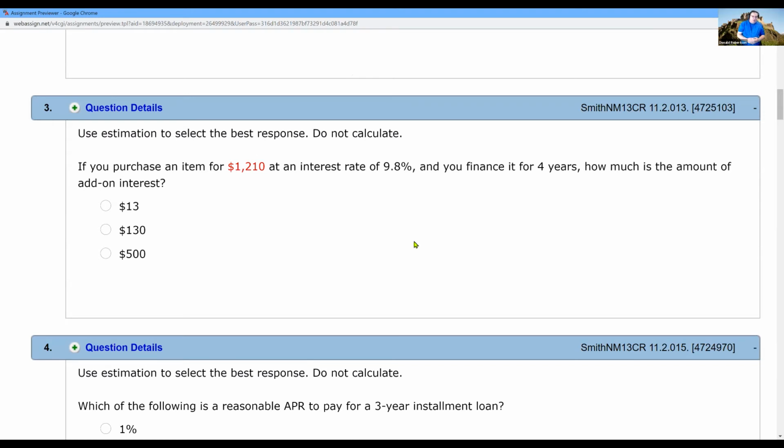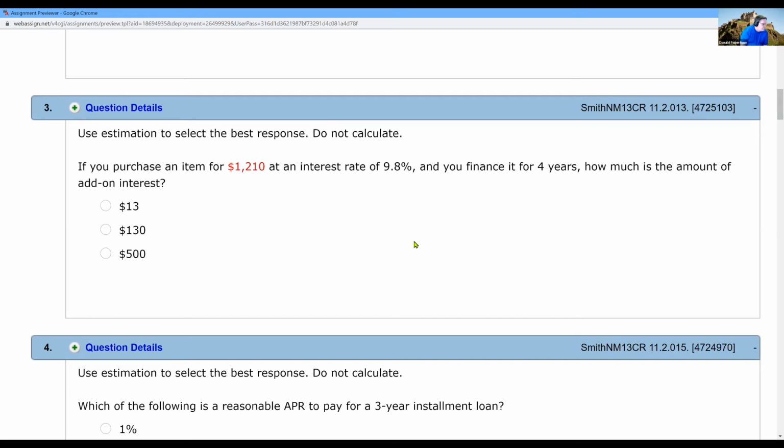I think this is a little bit unfair, but I'm going to do it the way they say it. We're estimating, but do not calculate. $1,210, an interest rate of 9.8%, and it's going to be for 4 years, right? So I'm not going to use 1210 because that's too hard. I'm going to pretend it's 1,200. I'm not going to do 9.8%. Can't I just pretend it's 10%? Because those I can do in my head.